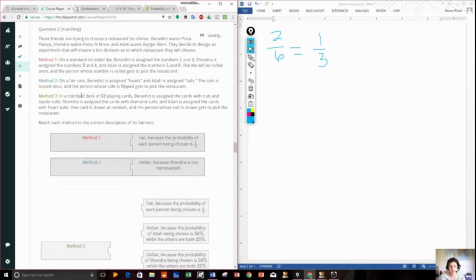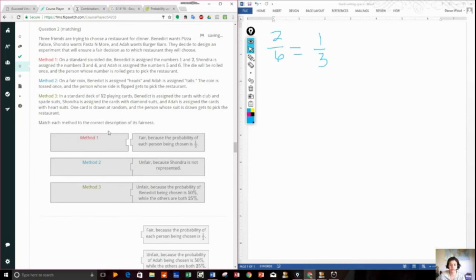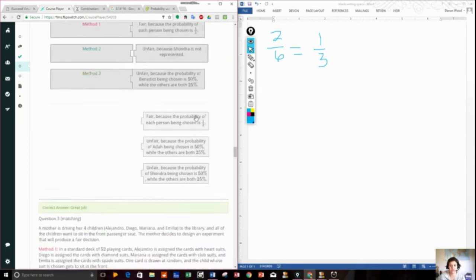Okay, so then in a standard deck of 52 playing cards, Benedict is assigned the cards with clubs and spades. Okay, so he's assigned half of them. Chandra is assigned the cards with the diamond suit. I'm stopping right there because Chandra is assigned only 1 suit where Benedict was assigned 2. So it's unfair. Benedict's probability is 50% because he was assigned 2 suits, and 2 of the suits is 50%. The others were only assigned 1, which is 25% of the cards.